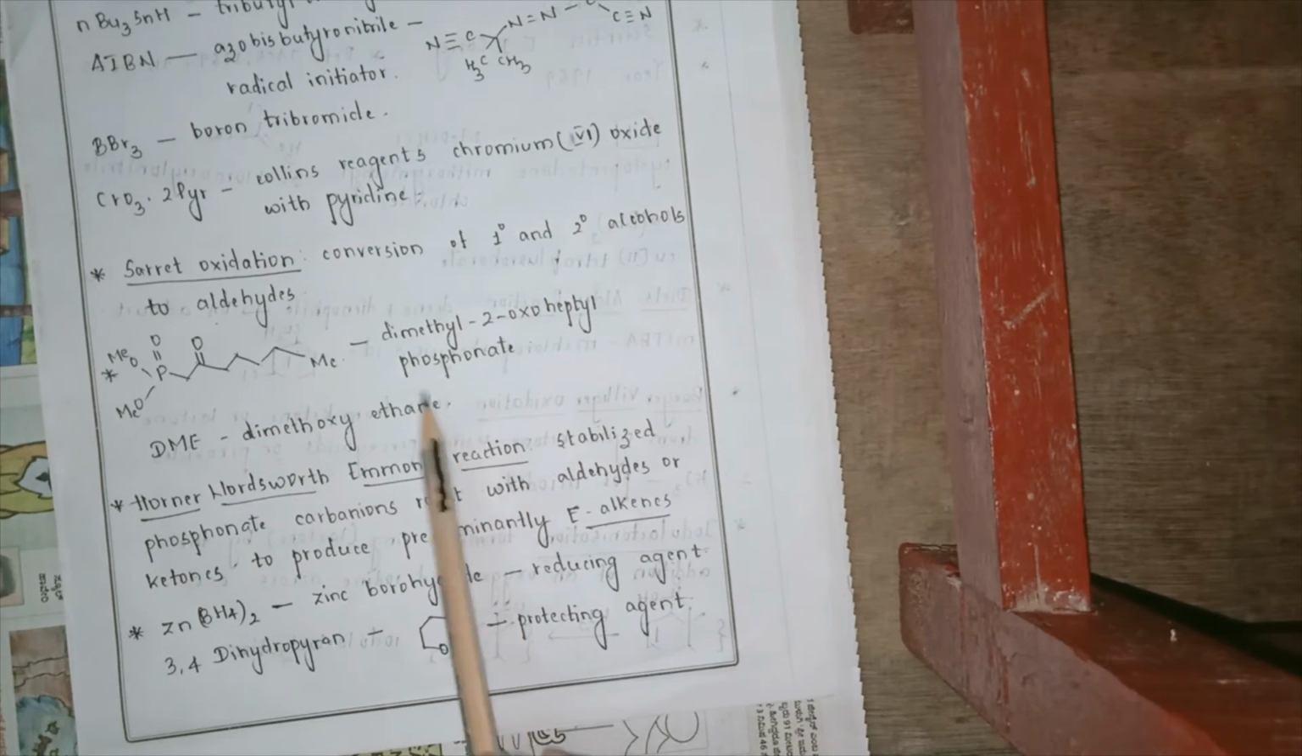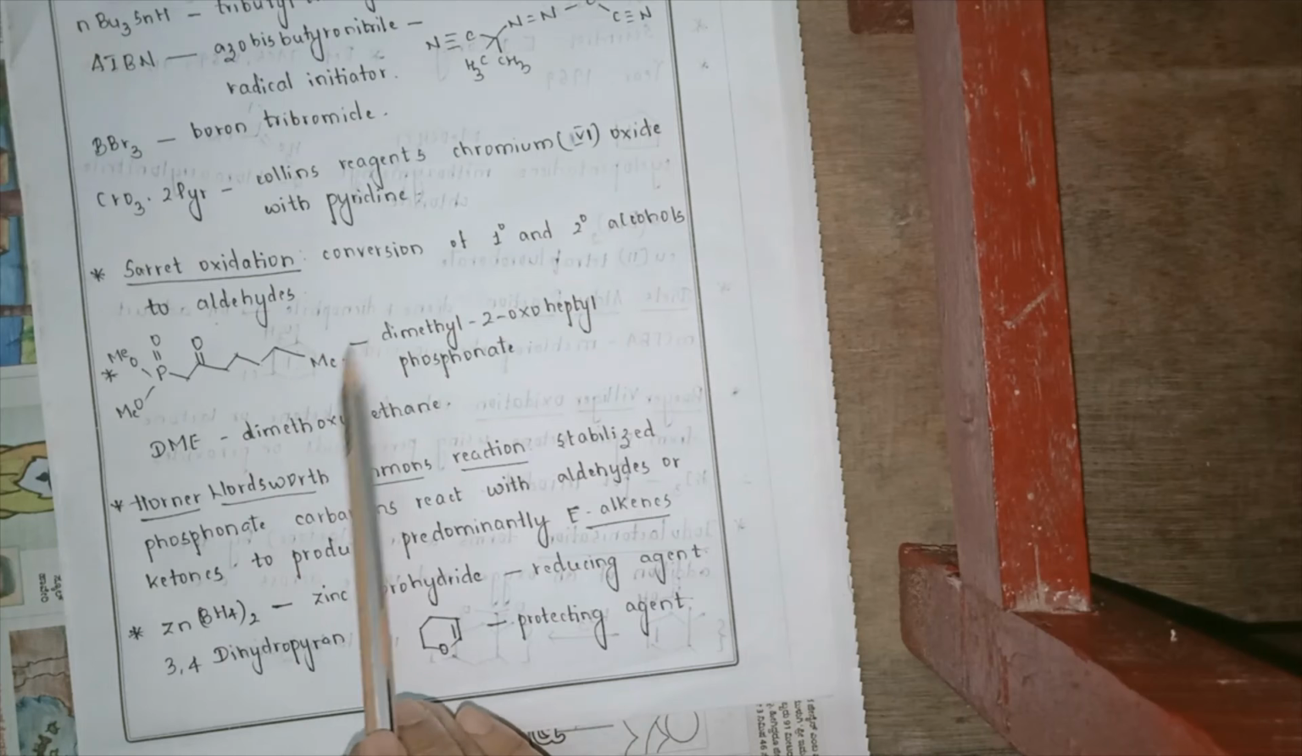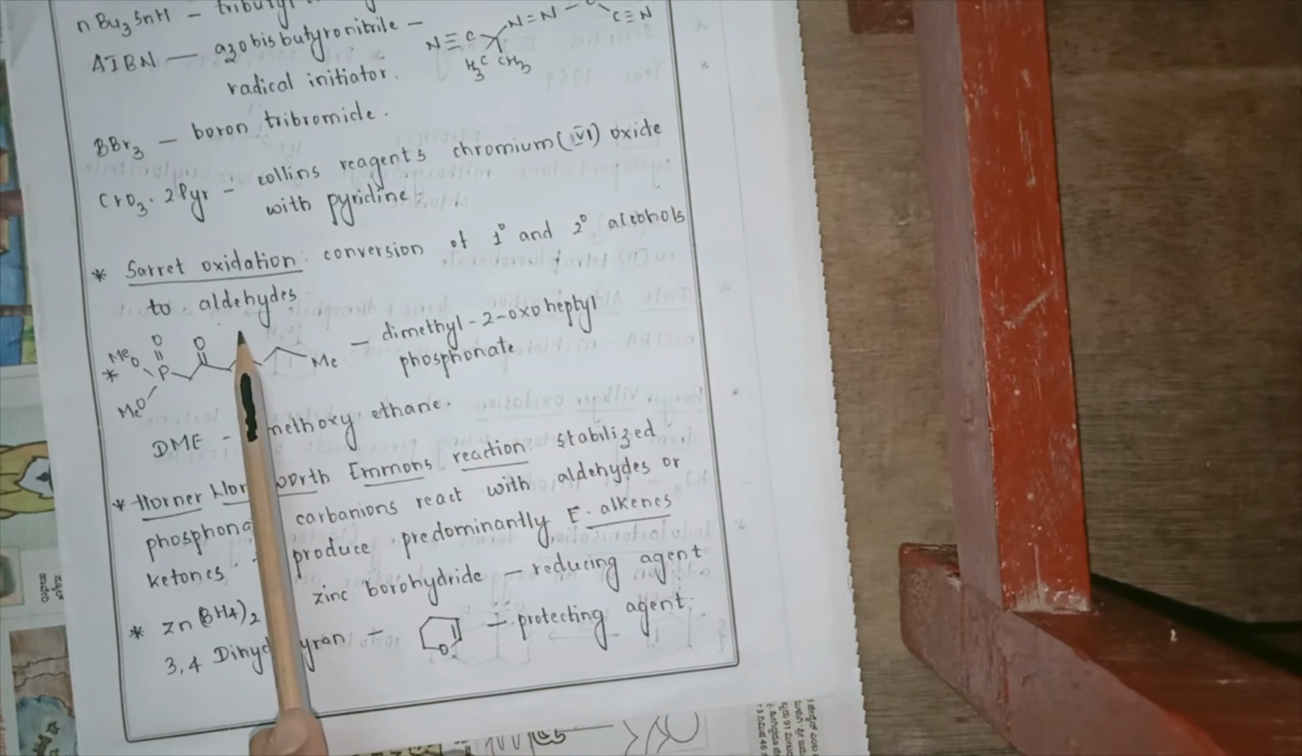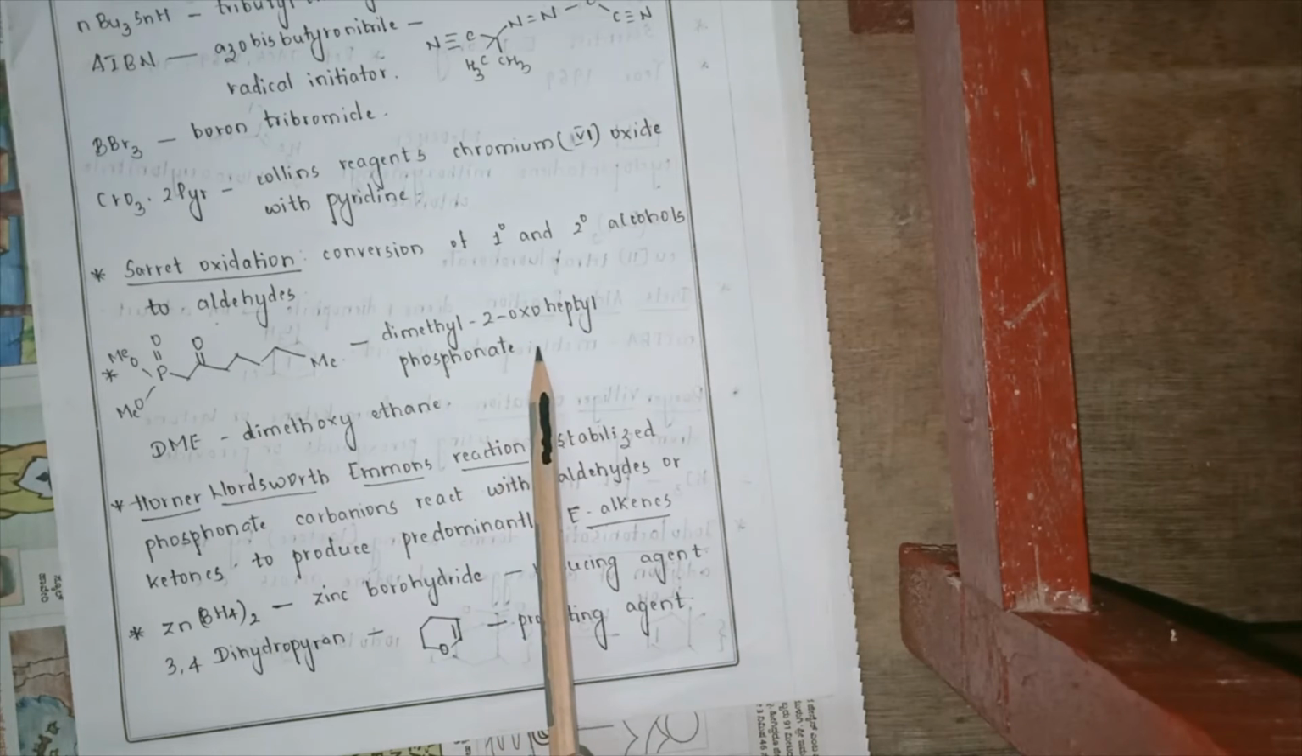Horner-Wadsworth-Emmons reaction. Dimethyl 2-oxo-heptyl phosphonate is a stabilized carbanion system. This stabilized carbanion reacts with the aldehyde generated in the Sarett oxidation; there is a carbonyl carbon because there is a generation of an aldehydic system. So dimethyl 2-oxo-heptyl phosphonate would react with an aldehyde or ketone, as the phosphonate carbanion system. They will predominantly yield an E-alkene, because whatever we are looking for in the final synthesis is two trans-related long chain systems. So the Horner-Wadsworth-Emmons reaction says that when a stabilized phosphonate carbanion reacts with aldehydes or ketones, they should produce predominantly E-alkenes.